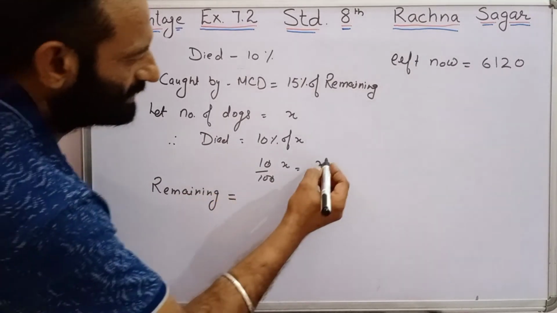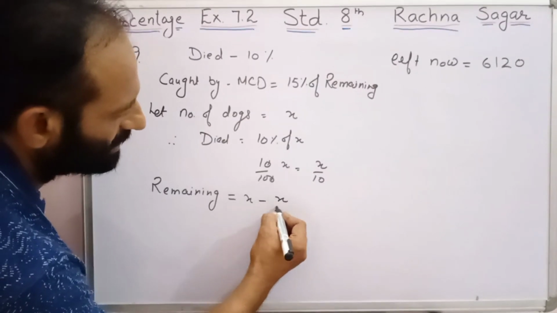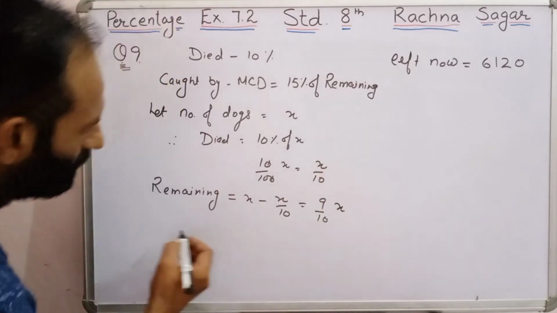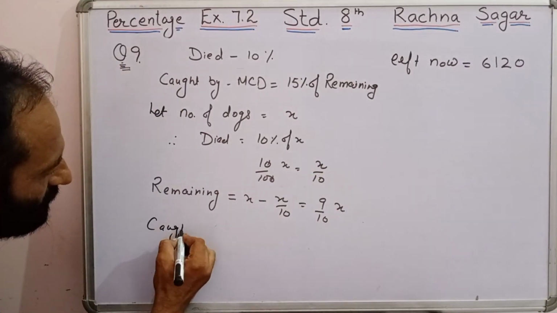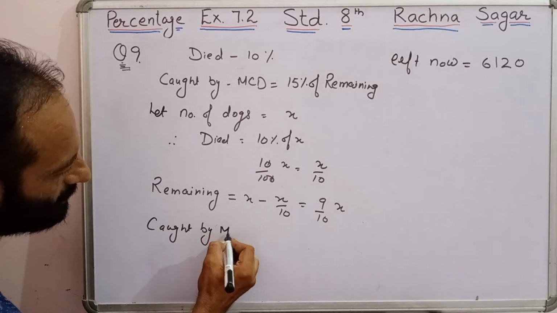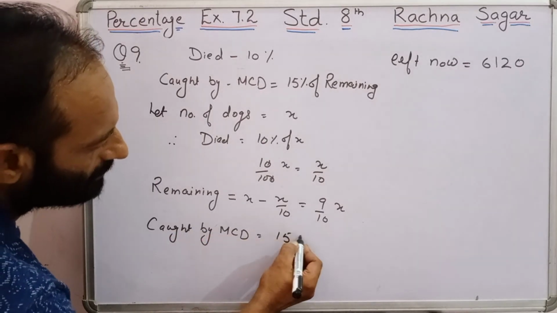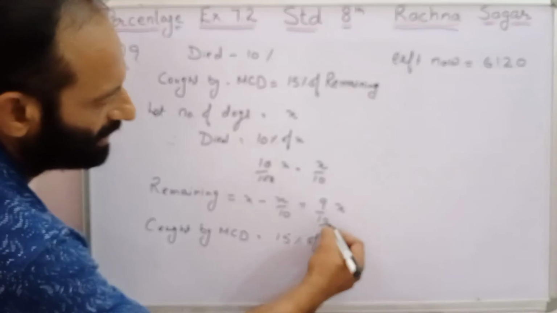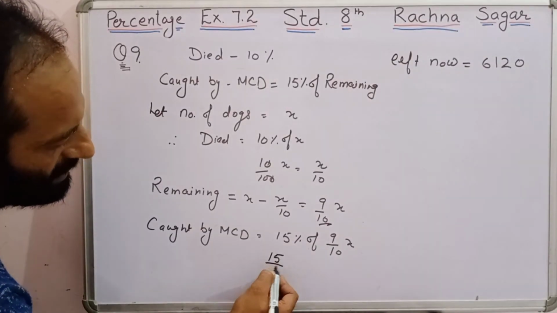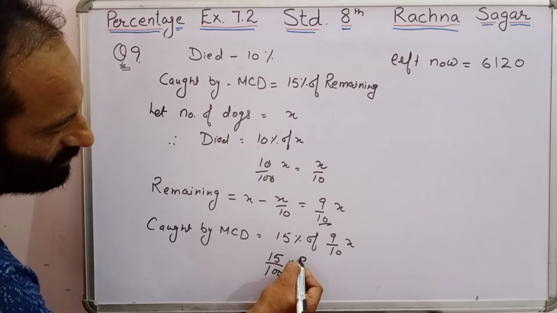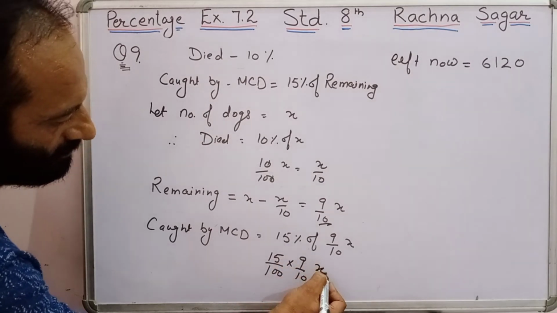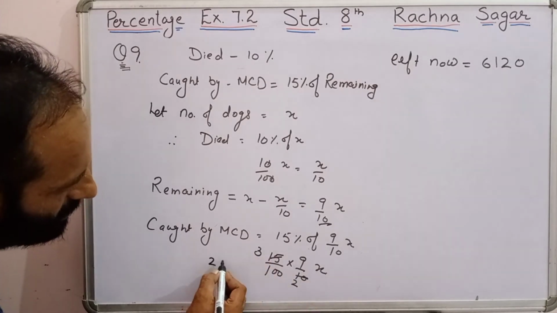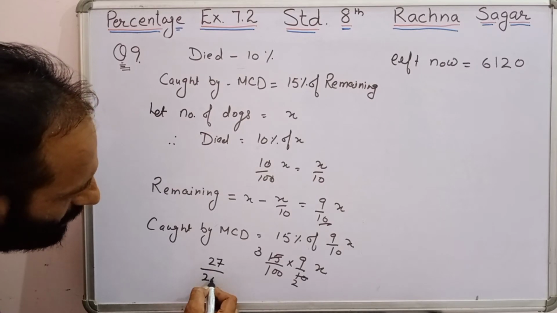Therefore, number of dogs remaining when 10% died by the disease is x minus x by 10, that is equal to 9 by 10x. Now, caught by MCD, 15% of the remaining, it is equal to 15% of 9 by 10x. 15% of 9 by 10x is 15 over 100 into 9 by 10x. It comes out to be 27 over 200x.